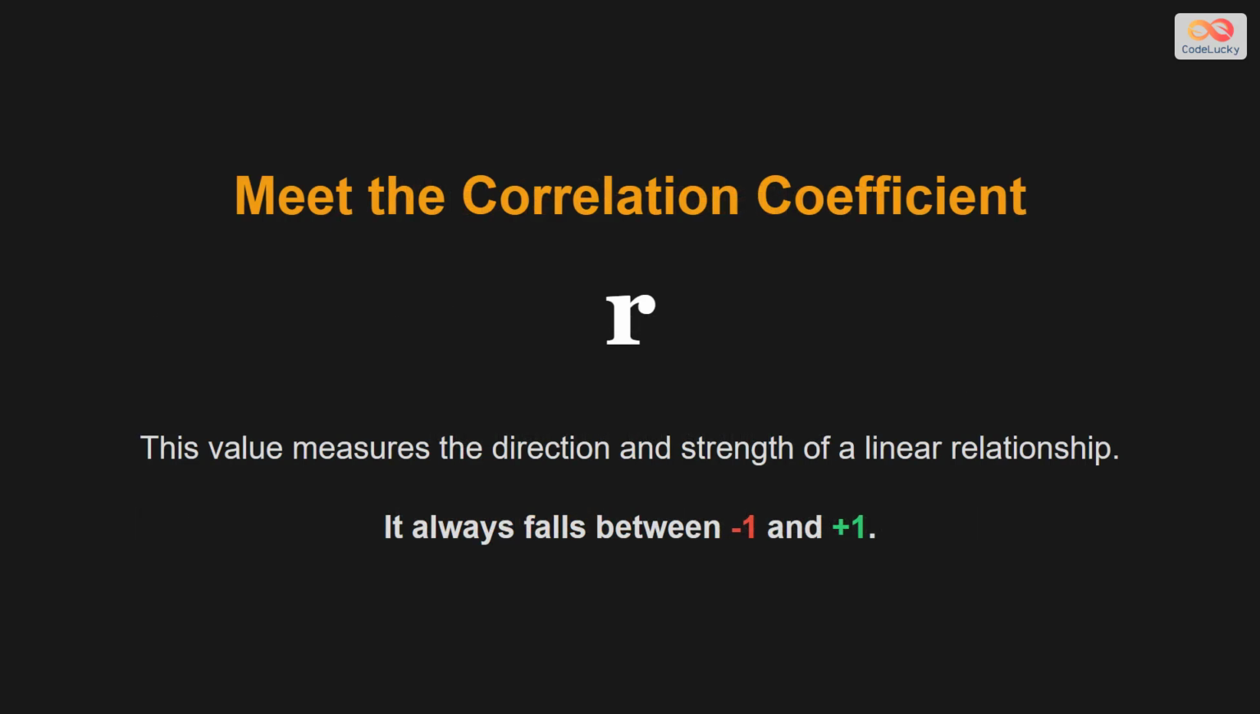To measure correlation, statisticians use a value called the correlation coefficient, which is represented by the letter R. This single number tells us both the direction and the strength of a relationship. The value of R is always a number between -1 and +1.